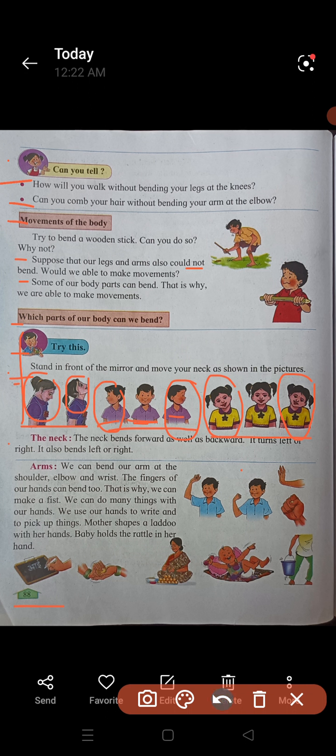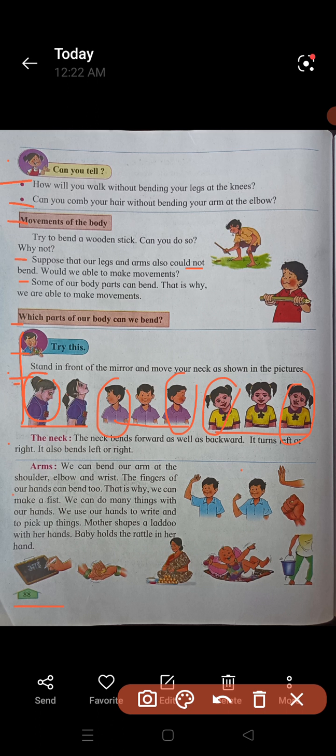There is a difference you have to understand here. The first one, the boy, turns left and turns right. The girl can also bend left and also bend to the right. So the neck can be bent forward, backward, left, or right, and it can turn left or right, or it can bend left to right.